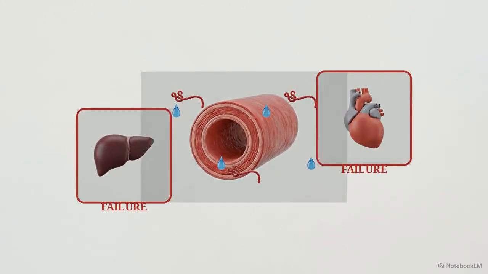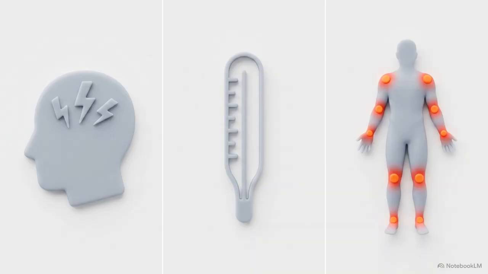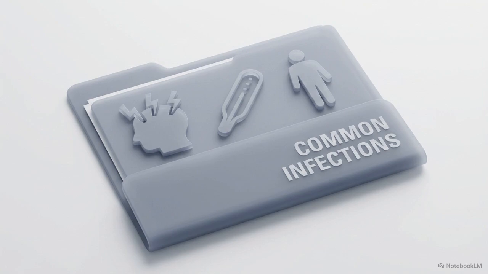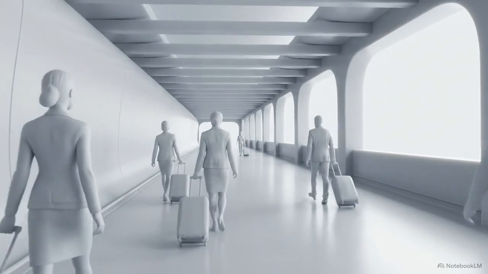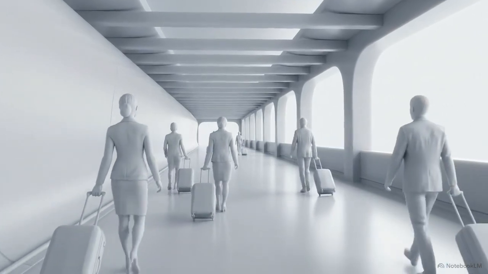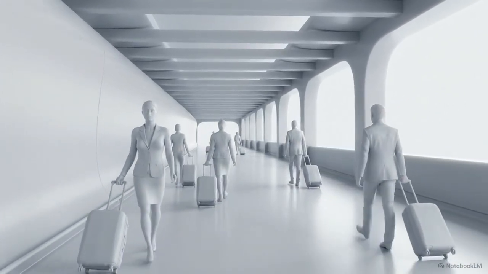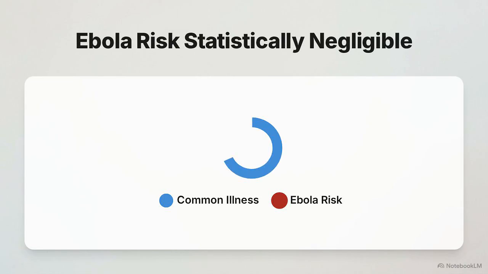A headache, a fever, and body aches are the same symptoms experienced during a routine case of the flu or malaria. This overlap is why early dry symptoms often cause high levels of viewer anxiety. Without direct contact with bodily fluids from a symptomatic patient or recent travel to an active outbreak zone, developing these common symptoms is statistically unlikely to be Ebola.